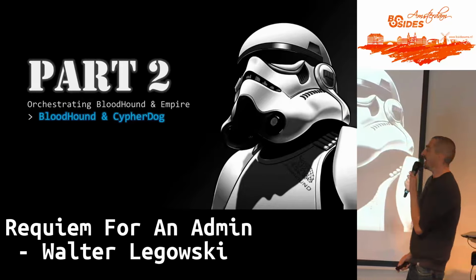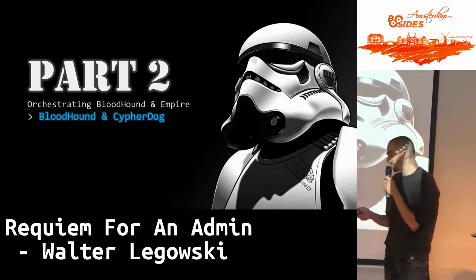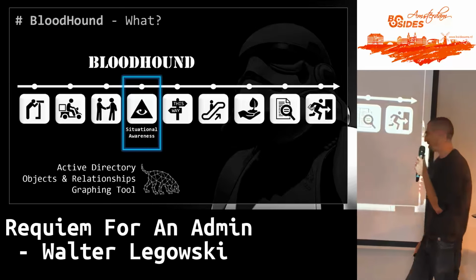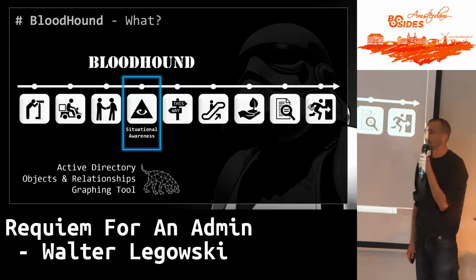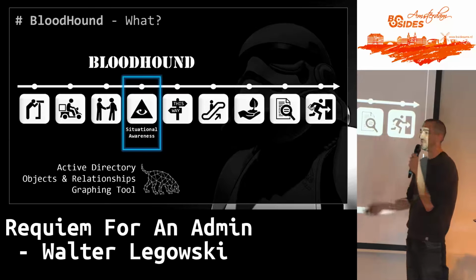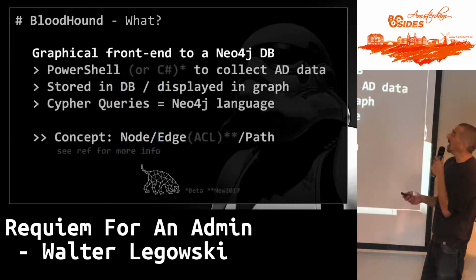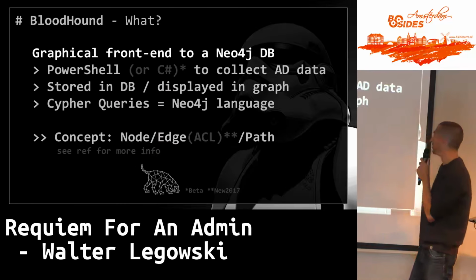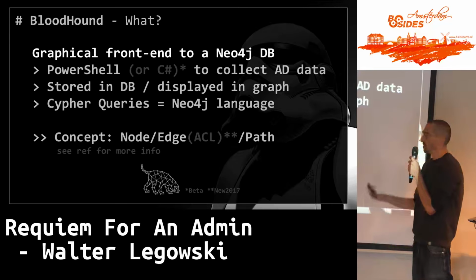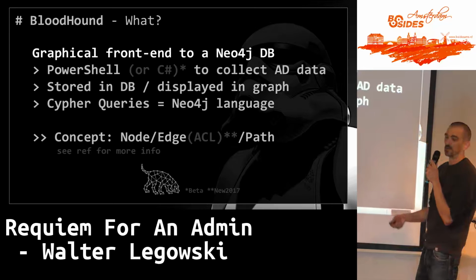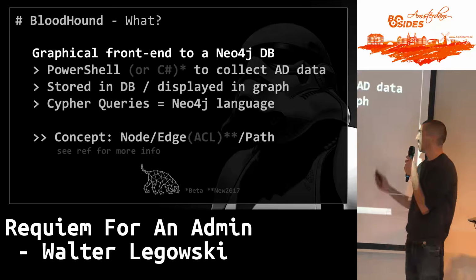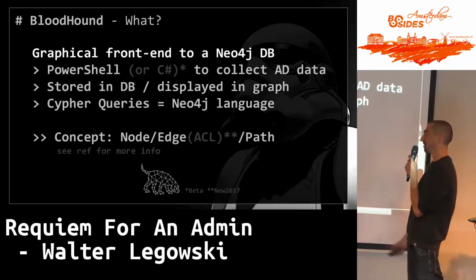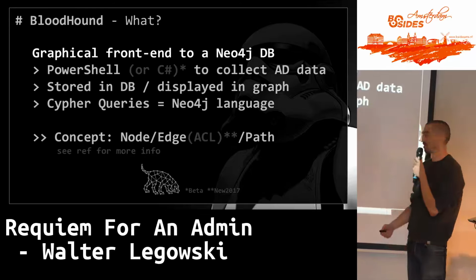There's more to come. Part 2, so now Bloodhound and CypherDog. So Bloodhound is an Active Directory object relationship graphing tool. It serves the purpose of situational awareness in the attacker kill chain. It's a graphical front-end to a Neo4j database, uses PowerShell or C# to collect Active Directory data. Different sets of permission depend a bit on what you collect, but I'll let you dive into this. Stores the data into the database and displays it as a graph. You can use Cypher queries, that's the Neo4j language, to query the database.